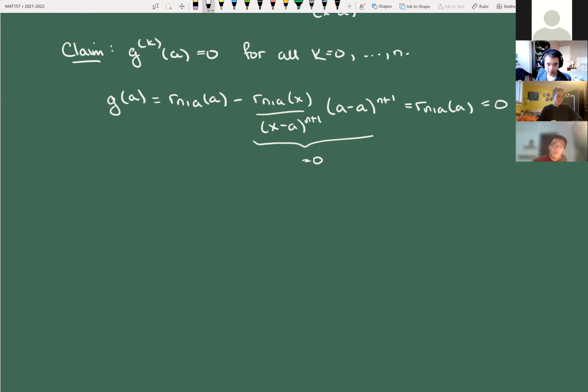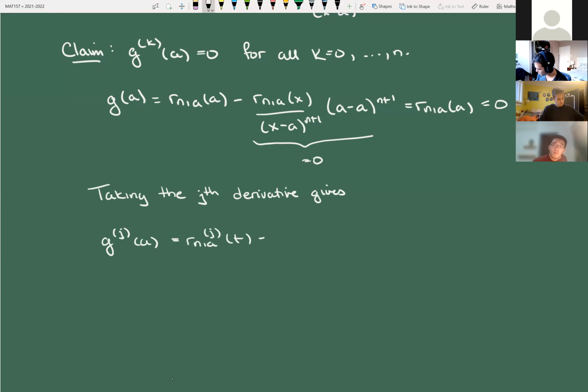So now let's differentiate, right? So note that taking the jth derivative gives, so g^(j) at a, so that's going to be R_n,a^(j)(t) minus R_n,a(x) divided by x minus a, right? Because all this term is just x's, and x is a constant. So this is all constant term here.